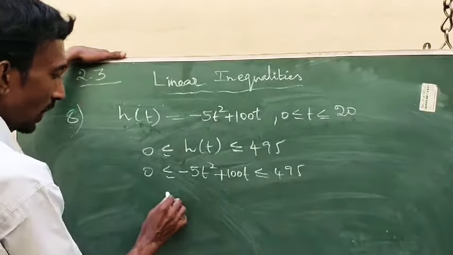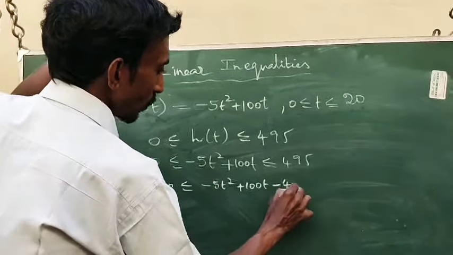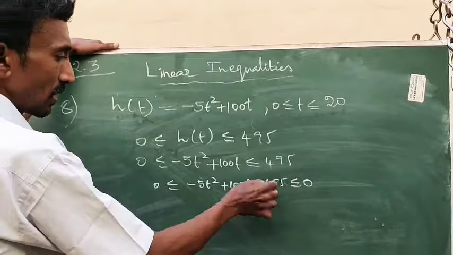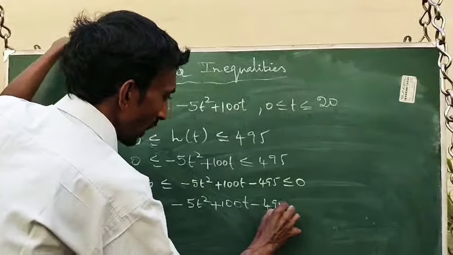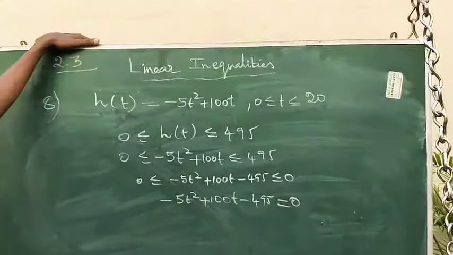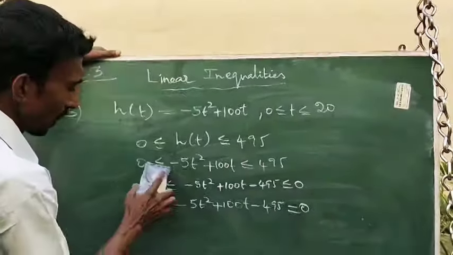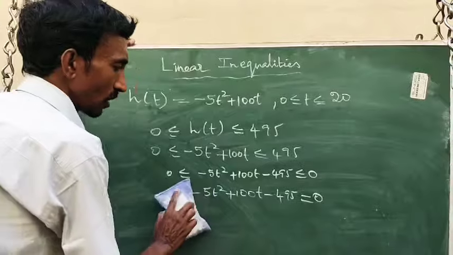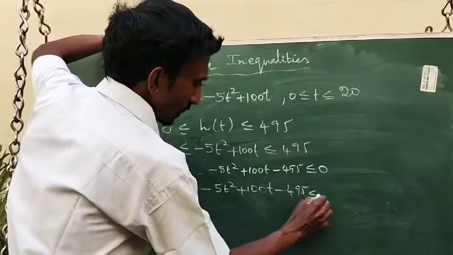Just change the side. So 0 less than or equal to minus 5t square plus 100t minus 495 less than or equal to 0. So greater than or equal to 0 and less than or equal to 0 means it is equal to 0. So 100t minus 495, equal to 0. So if we consider that part alone, it becomes greater than or equal to, so consider this portion alone, so less than or equal to 0.